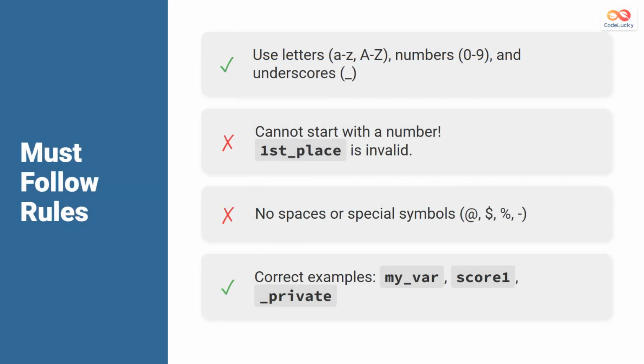There are strict rules you must follow when naming variables. You can use letters, numbers, and underscores. However, a variable name cannot start with a number. It also cannot contain spaces or special symbols like the $ sign or dashes.